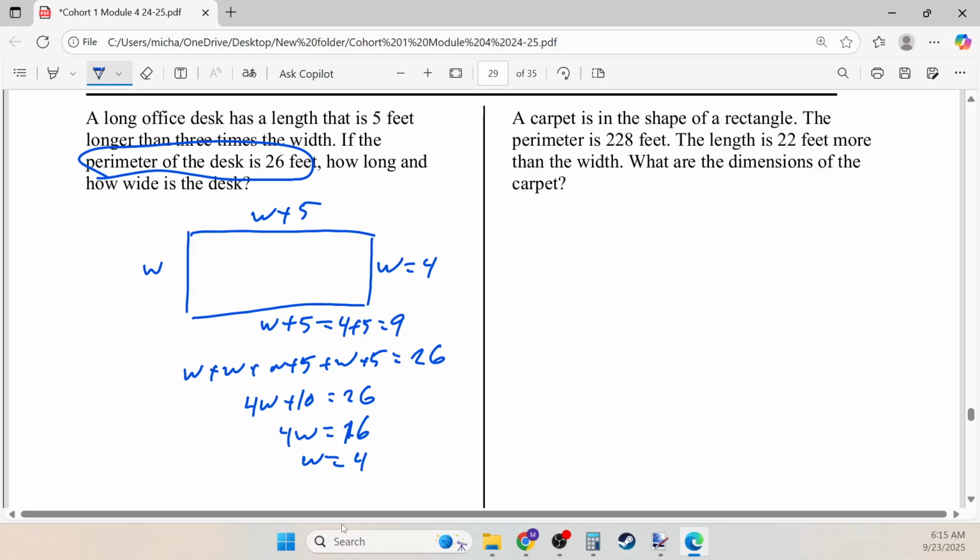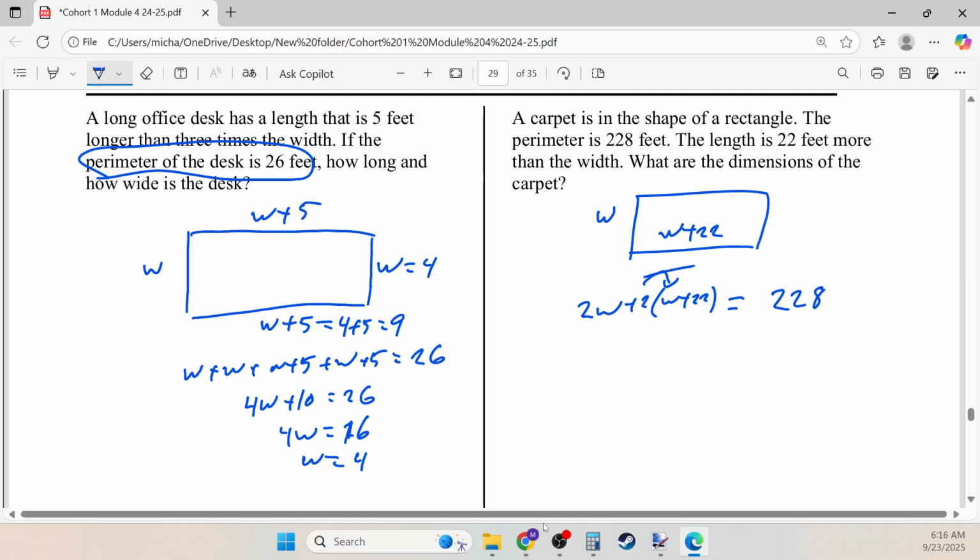I don't know. A carpet is in the shape of a rectangle. Here's my rectangle. Perimeter is 228 feet. Length is 22 feet more than the width. Dimensions are, well, twice the width plus twice the length. I'm doing it a slightly different way this time, in case this is the way that clicks better for you. Distribute, we get 2W plus 2W plus 44 equals 228. Subtract 44 from both sides, combine like terms.